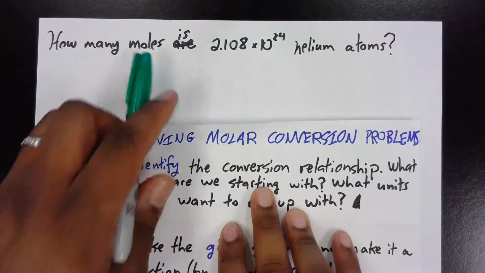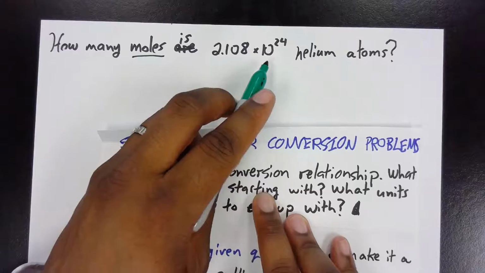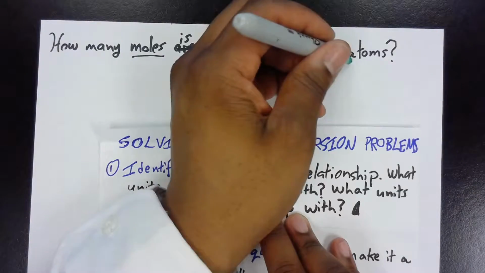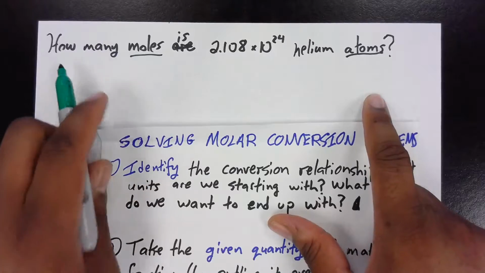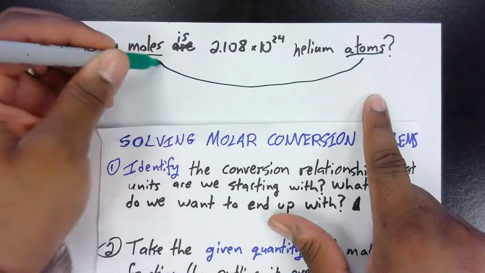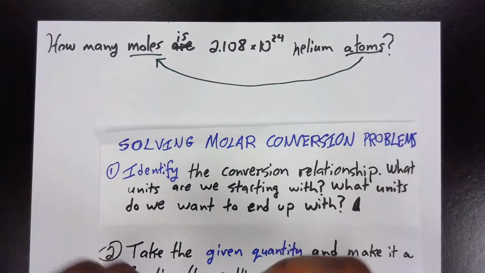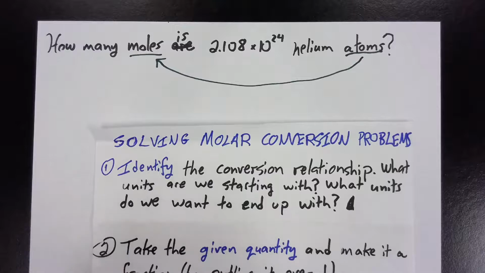How many moles, so I know we have moles, is 2.108 times 10 to the 24th helium atoms. So I know I have atoms. And it's asking how many moles. So I know I want moles. I have to convert from atoms to moles. Well, how do I convert from atoms to moles? I need to know how many atoms are in the mole, right?